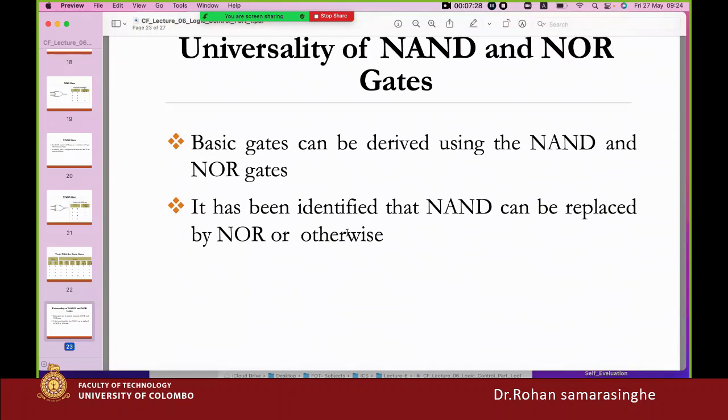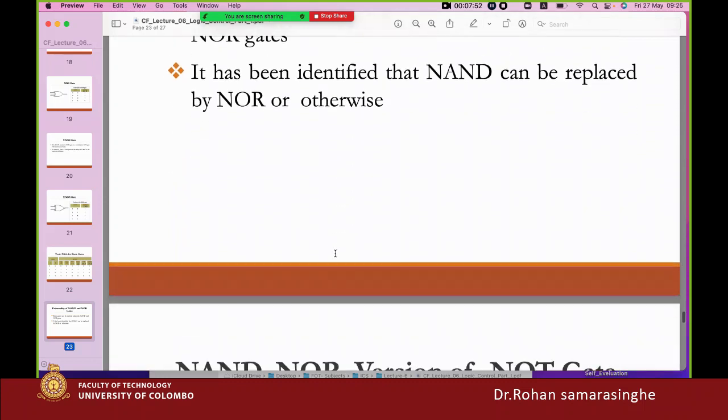Universal NAND and NOR gates. Basic gates can be derived using the NAND and NOR gates. So the basic gates, AND and OR gates, can be derived from the NAND and NOR gates, and it has been identified that the NAND gate can be replaced by NOR gates and otherwise. NOR gates can be replaced by the NAND gate.